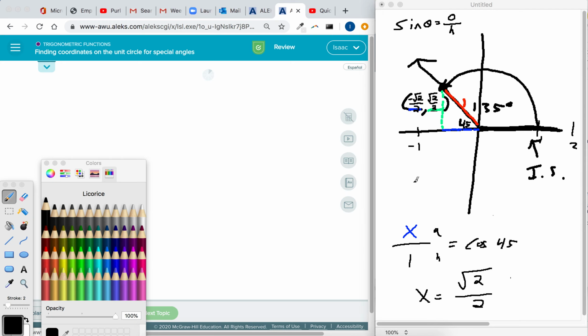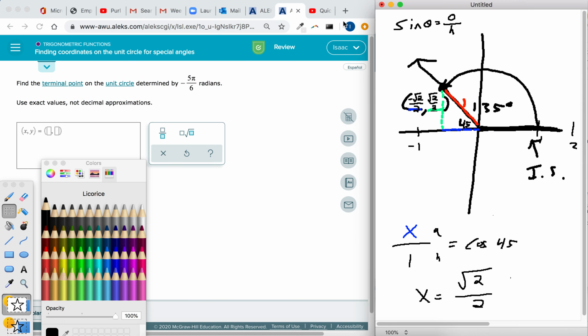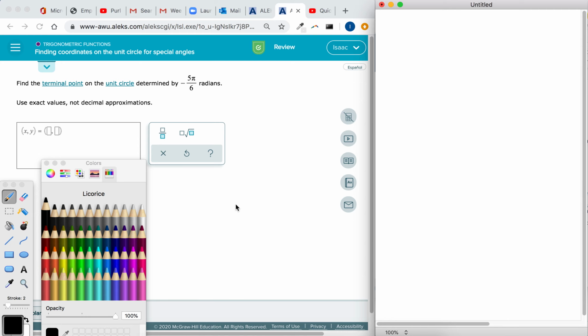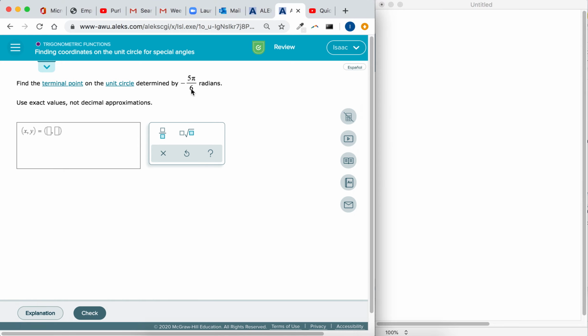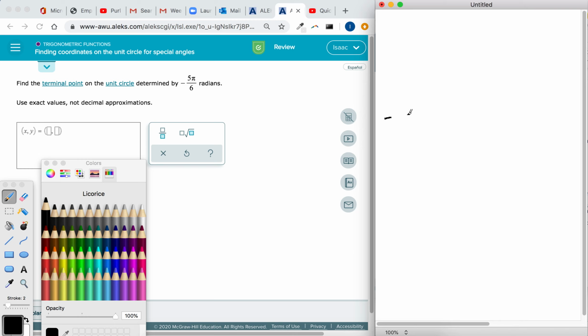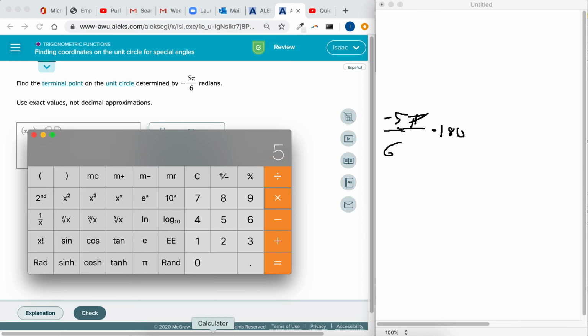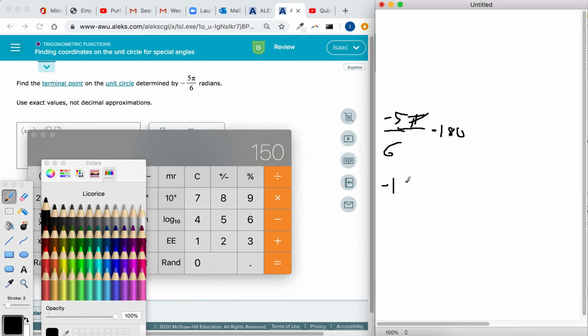Okay, let me do another one. Terminal point in the unit circle, negative 5 pi over 6. You can convert that to degrees using that quick trick I showed you. Cut the pi out, multiply by 180. So if we do 5 times 180, divide by 6, keeping in mind it's negative, this is negative 150 degrees.